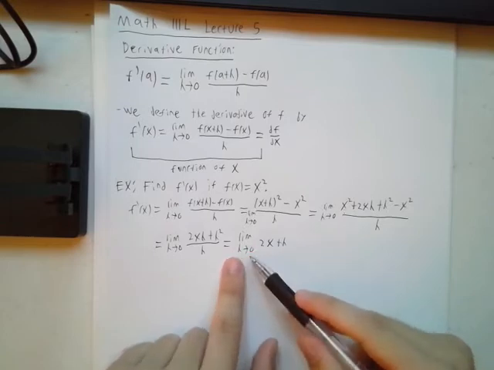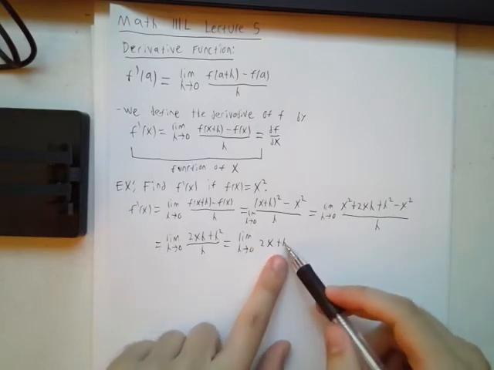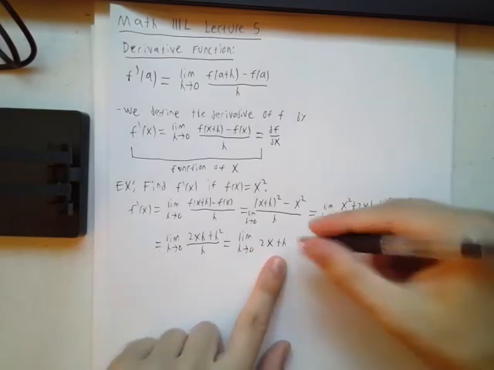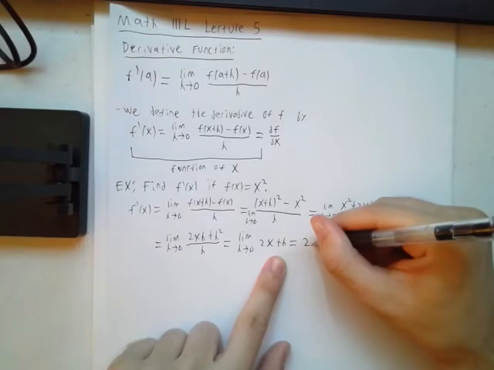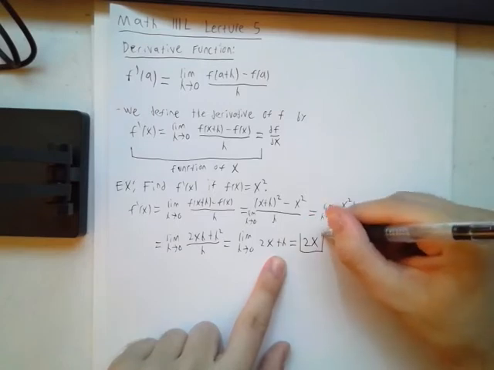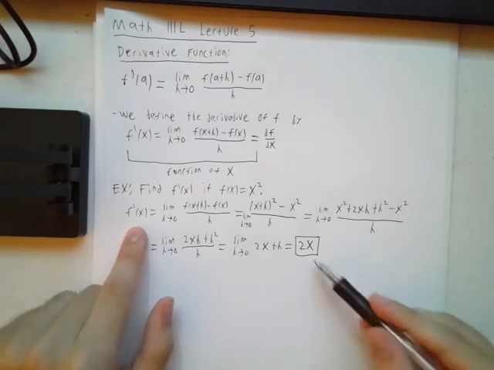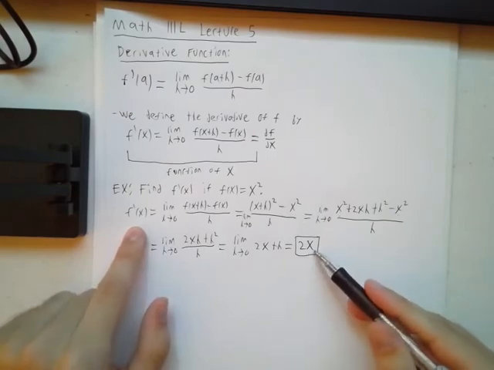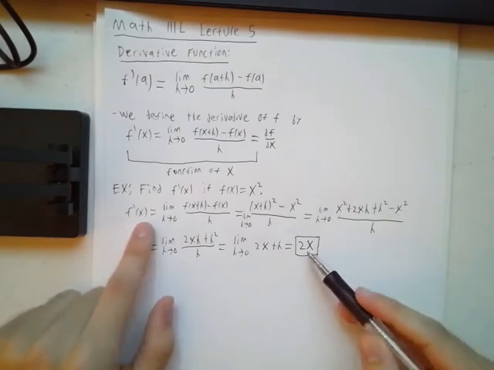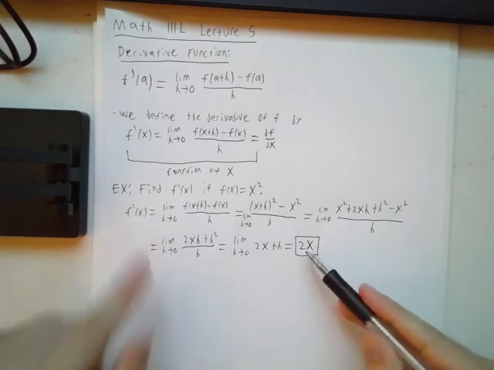It's like a constant with respect to this limit. And this h still goes to 0. So our final answer is just 2x. So notice that when we did calculation of derivative at a point, we got a number at the end. Now at the end of our calculation, we get a function which depends on x.